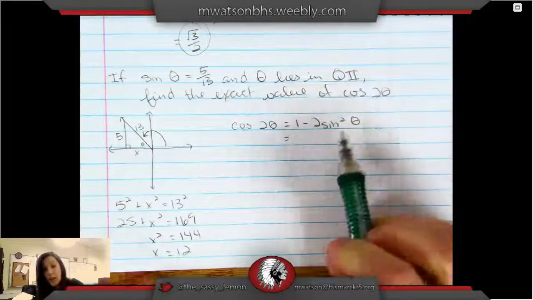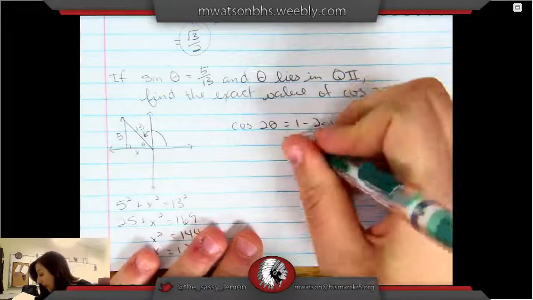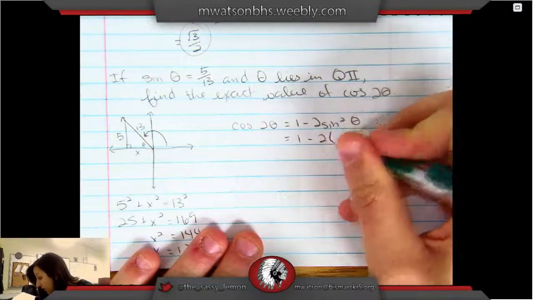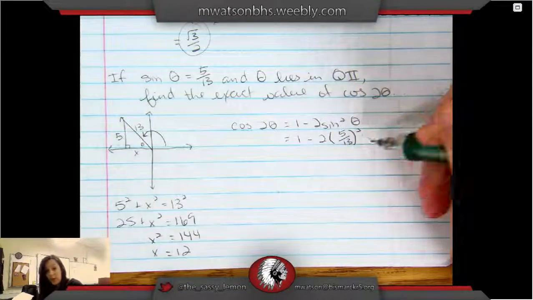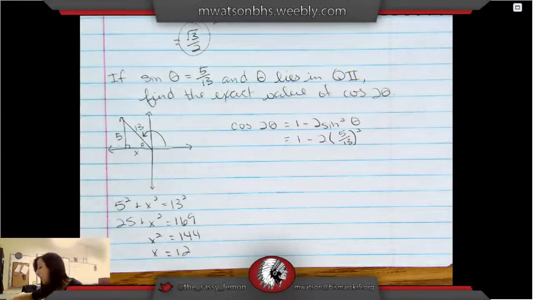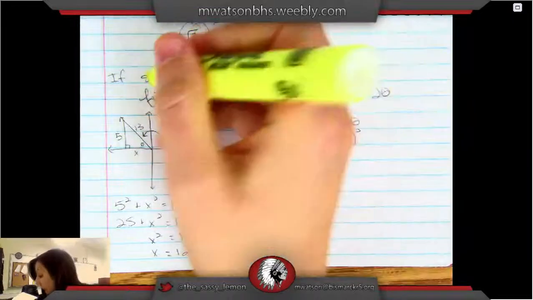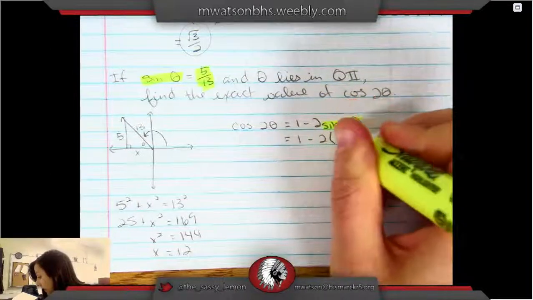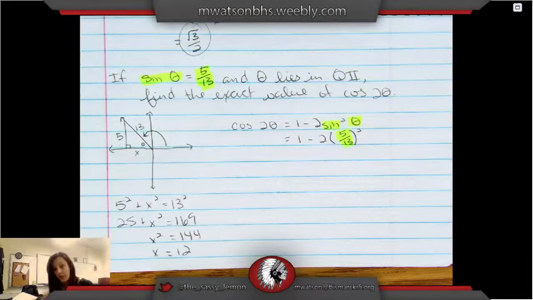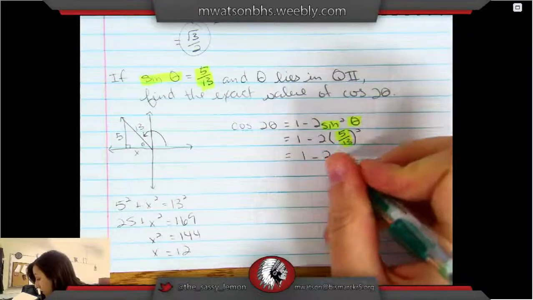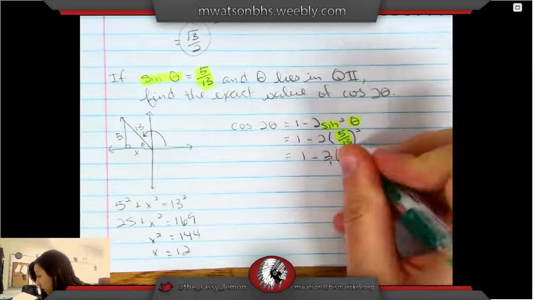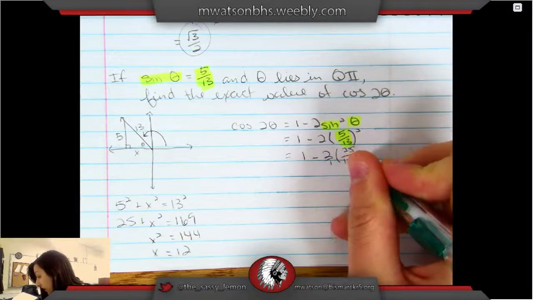Since we know sine of theta, we can plug that in. It's equal to 5 over 13. And since it's sine squared, we need to square the 5 over 13. So what I'm doing here is just substituting. I know sine of theta equals 5 over 13. Substituting. So now we just work through that, and we get 1 minus 2 over 1 times 25 over 169.